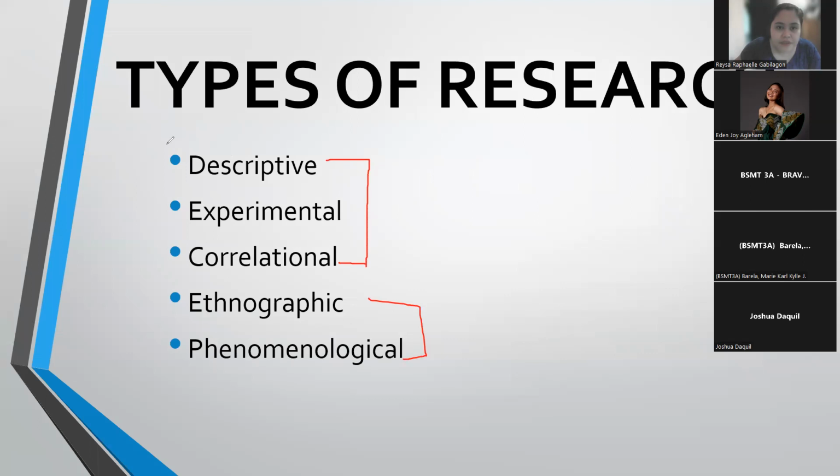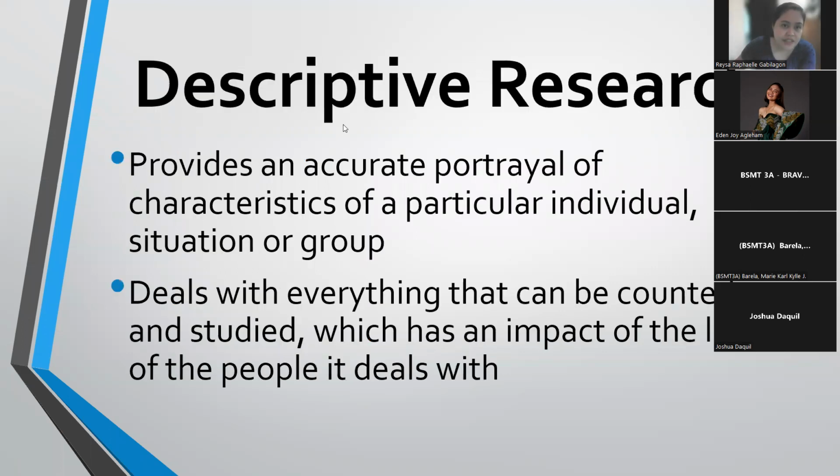Sige. So let's divide the types of research. We have here the first 3 will be under the quantitative research. And then the last 2, ethnographic and phenomenological, are under qualitative research. I hope that is clear. Let's start with descriptive research.